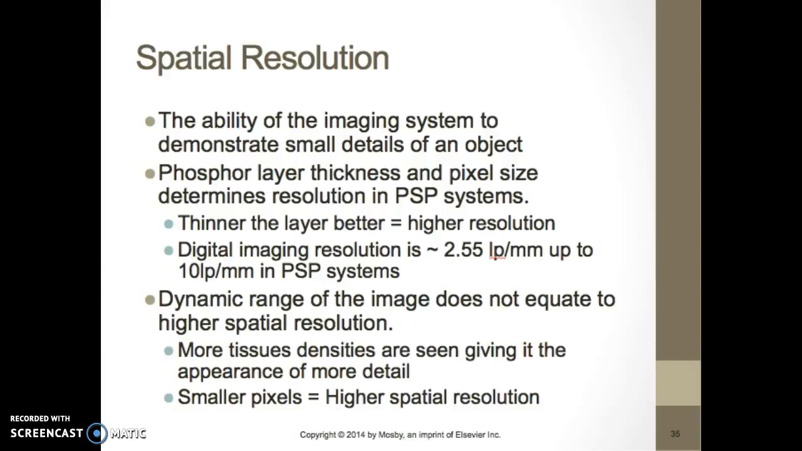Digital imaging systems are about 2.5 line pairs per millimeter and up to 10 line pairs per millimeter in a PSP system. The dynamic range of the image does not equate to higher spatial resolution. More tissue densities are seen, giving it the appearance of more detail, but it does not. Smaller pixels give you the higher spatial resolution.